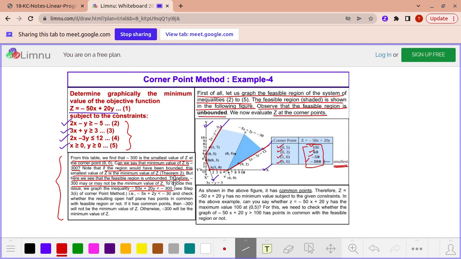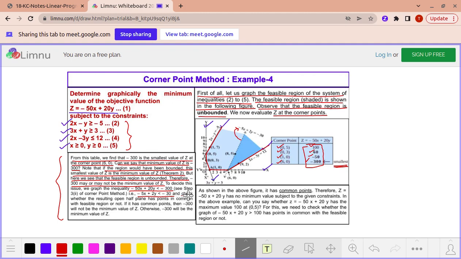So to bring that inequality, we first find the straight line. This is represented by the straight line minus 5x plus 2y equal to minus 30, because minus 50x plus 20y less than minus 300 means minus 5x plus 2y less than minus 30. Now as it is less than, it will be on the left hand side. So the description of the half plane is minus 5x plus 2y less than minus 30.